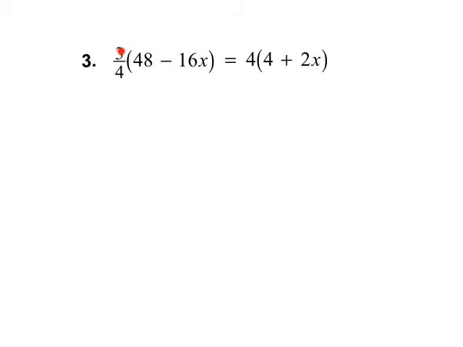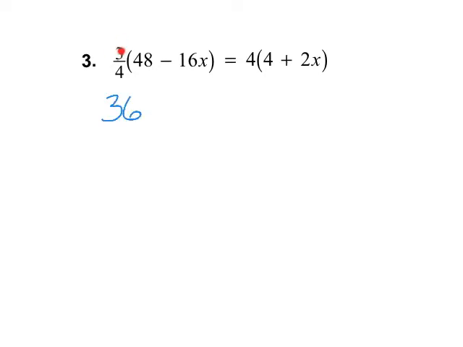So we have 3 times 48. So what's 3 times 48? 144. Okay, so then we have 144 and divide by the bottom. So what's 144 divided by 4? 36, yep. So that piece is 36. See, it wasn't that bad.